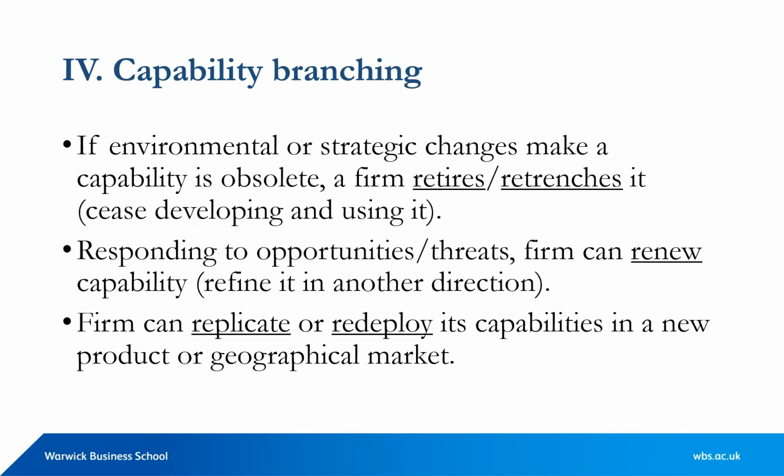The fourth stage is capability branching. If environmental or strategic changes make a capability obsolete, a firm may stop developing and using it. On the other hand, a firm may respond to opportunities and threats by renewing a capability, that is, by refining it into another direction. A firm can also replicate and redeploy its capabilities in new product or geographical market contexts.